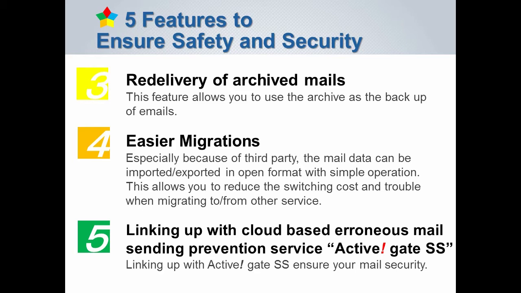Finally, the fifth is linkage with our outbound email security service called ActiveGate SS. ActiveGate SS prevents erroneous email sending and automatically encrypts the file attachment. ActiveVault SS archives both email body and file attachment before converting them.